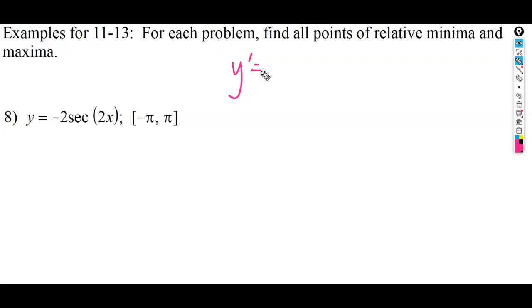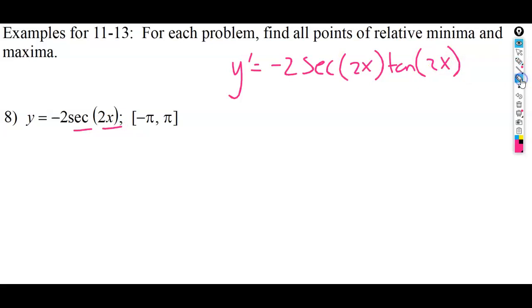We have the derivative of secant, which is secant tangent. And we don't change the inside. But this is a chain rule, so we do want to multiply by the derivative of the inside, which is 2. So if I multiply this whole expression here by 2, I end up with 4. So there's that. All right.